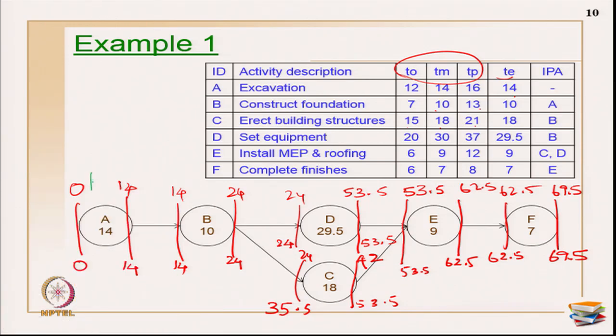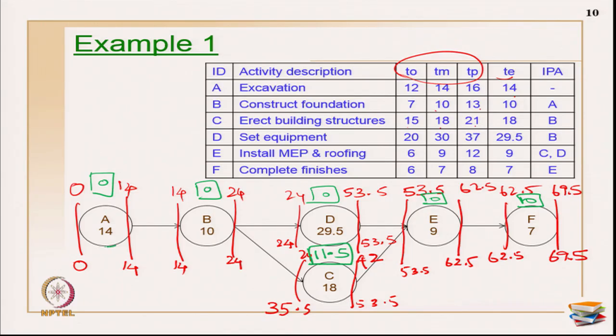Okay. So 0 minus 0 is 0. Okay. 14 minus 14 is 0. 24 minus 24 is 0 and 53.5 minus 53.5 is 0. 62.5 minus 62.5 is 0. Now this is 0.5, 1, 11.5 is my total float.